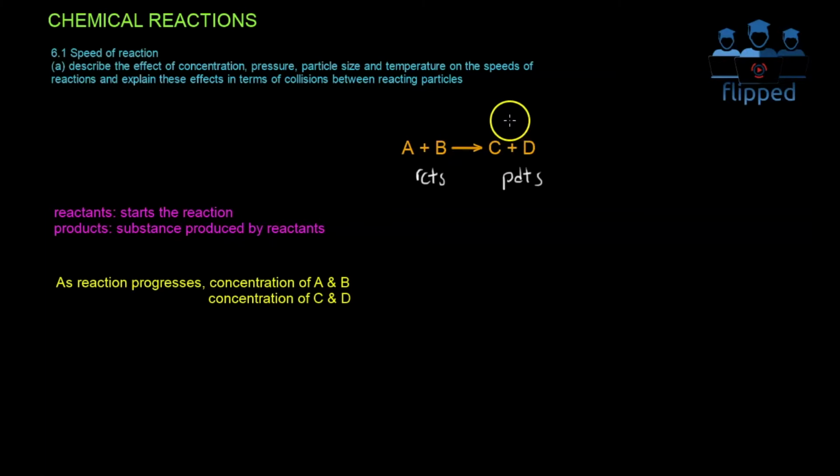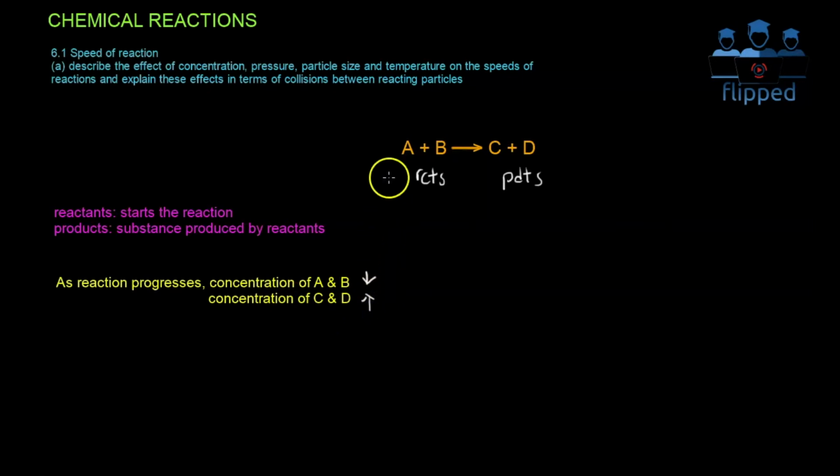So it makes sense to imagine C and D to be pastries or puffs. If these are the pastries and puffs I want to make, I need the ingredients, which are A and B. A can be flour, B can be eggs, for example. As the reaction progresses, the concentration of A and B will decrease. On the other hand, the concentration of C and D will increase.